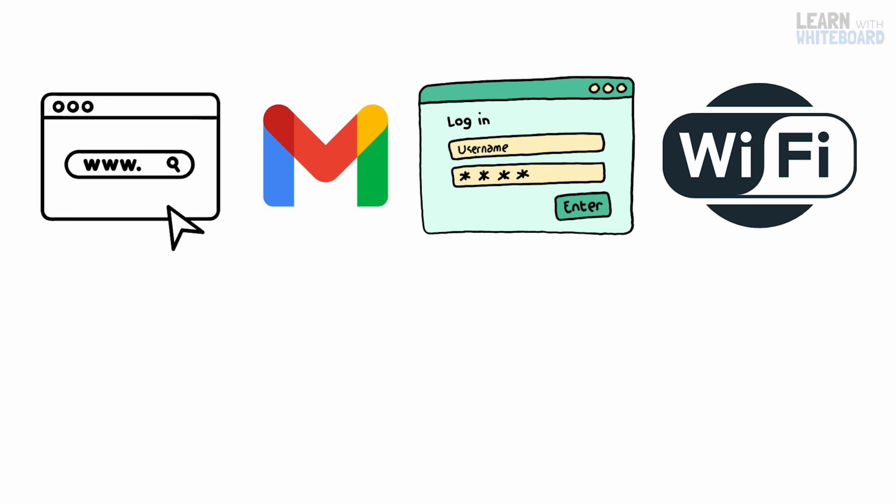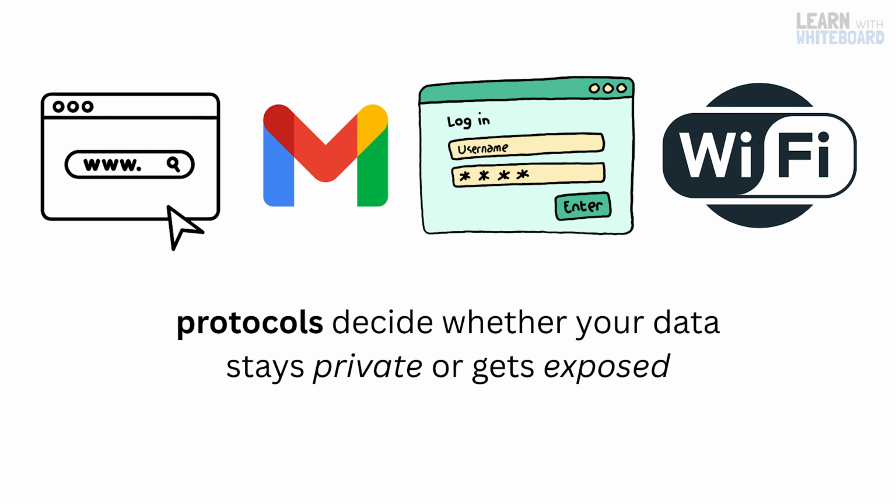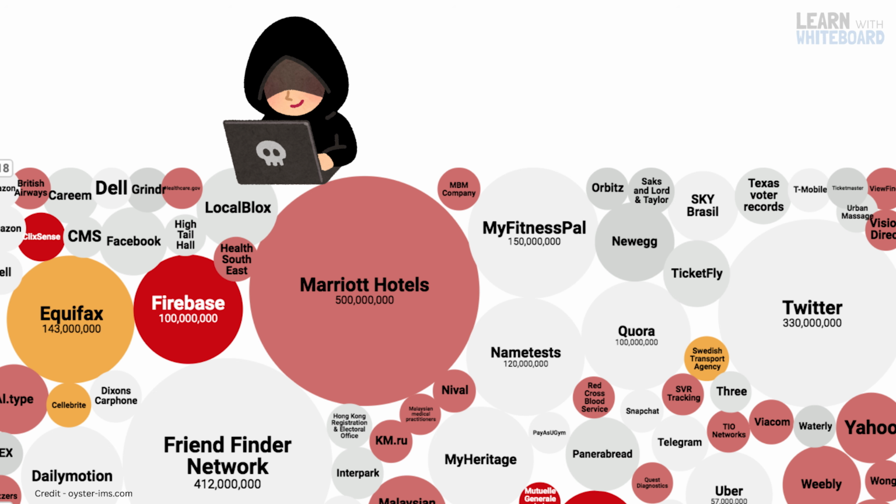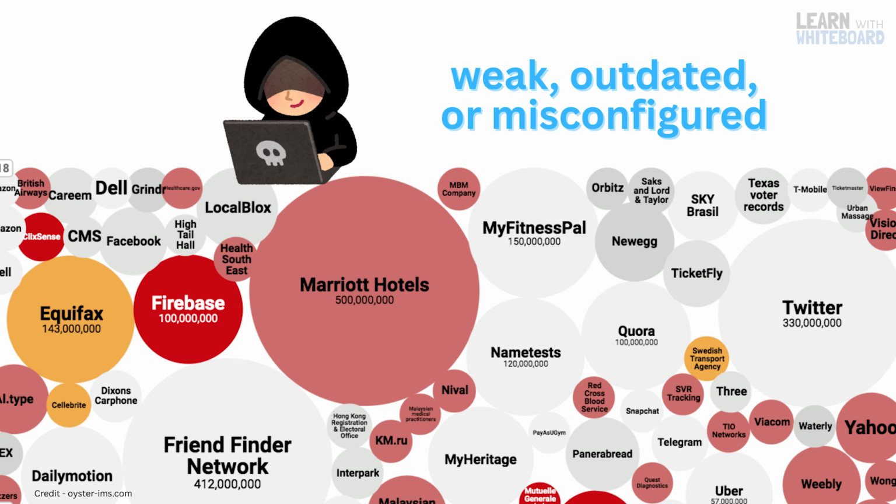Every time you open a website, send an email, log into an app, or connect to Wi-Fi, protocols decide whether your data stays private or gets exposed. In reality, many of the biggest data breaches didn't happen because hackers were brilliant, but because basic security protocols were weak, outdated, or misconfigured. By the end of this video, you'll clearly understand the most important cybersecurity protocols, what they do, and why they matter in the real world.